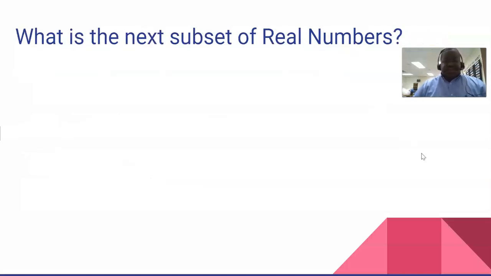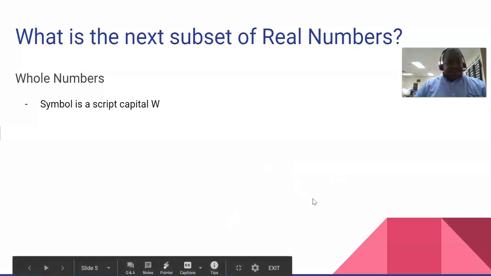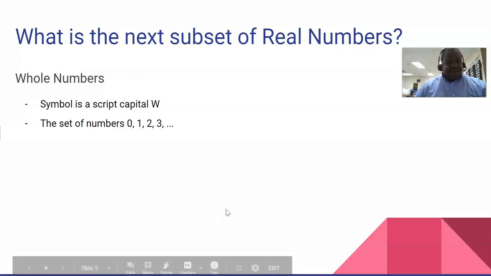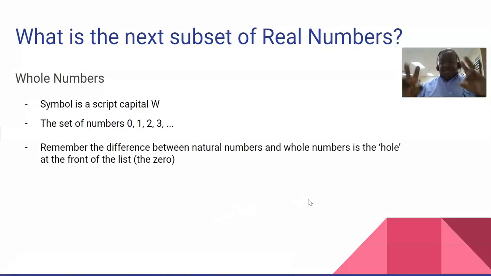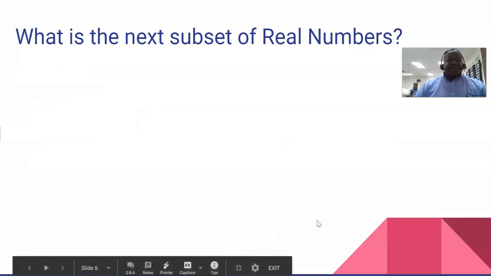The next subset of real numbers is the whole numbers. The whole numbers are represented by a script capital W, and it's the set of numbers 0, 1, 2, 3, 4, 5, 6, and on in that fashion. You'll notice that it's very similar to the natural numbers. The difference between the natural numbers and the whole numbers is the whole at the front of the list. Whole numbers include 0, natural numbers do not.